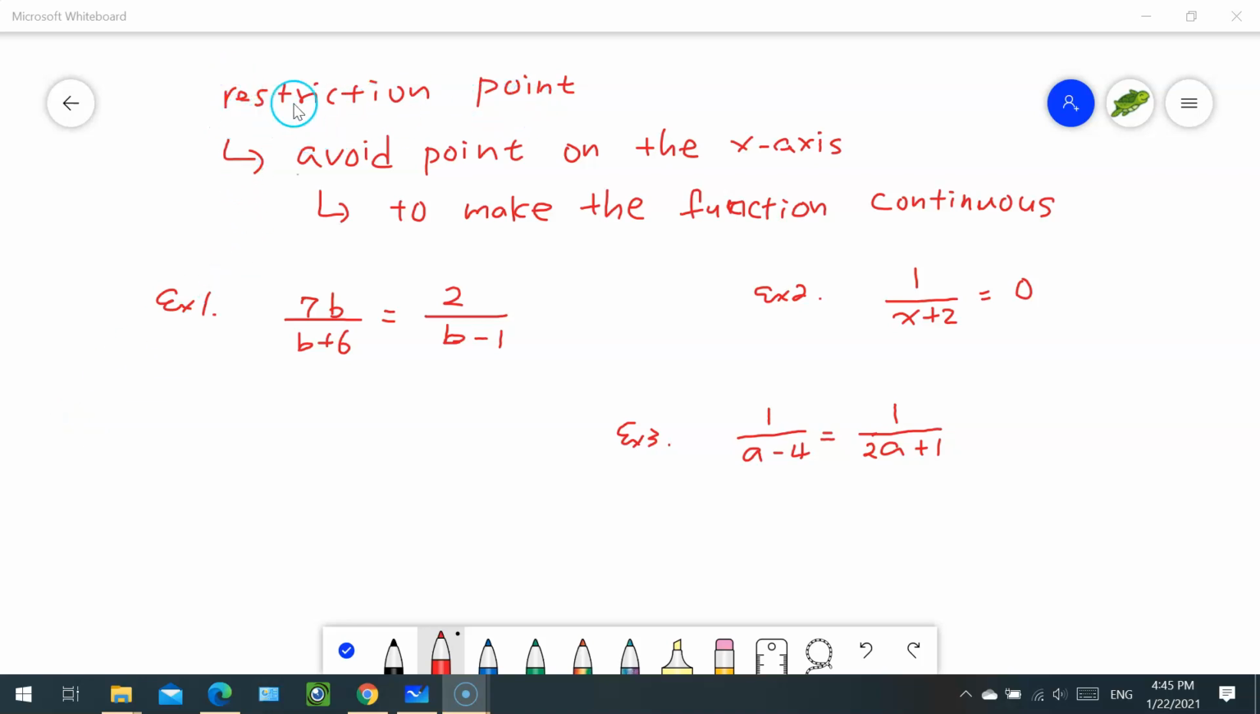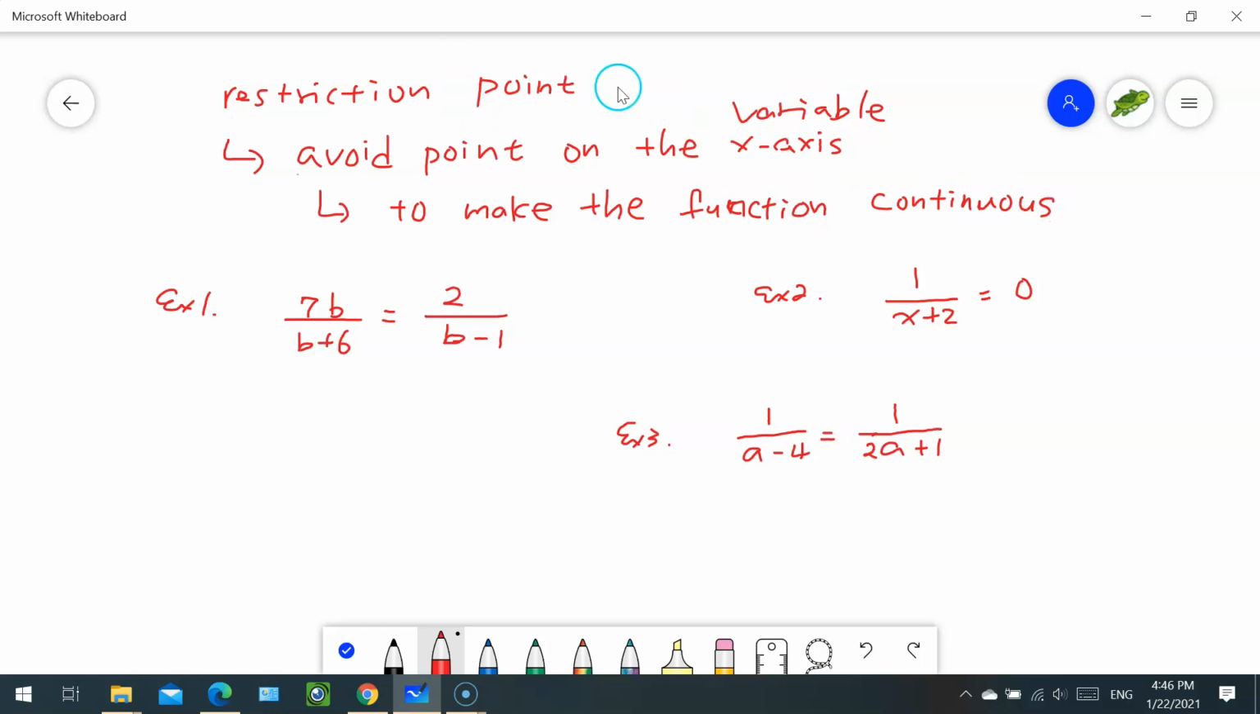Restriction point. Restriction point means a point we want to avoid on your x-axis or on your variable. Why? Because we want to make sure the function is continuous.